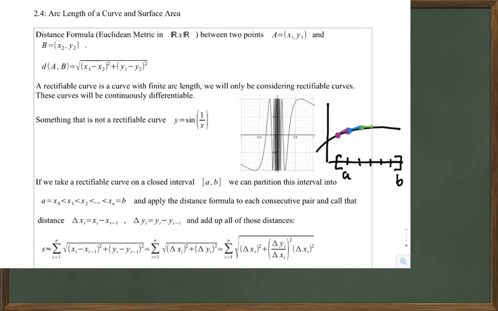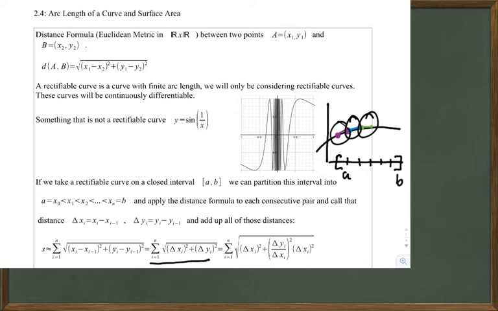Down below you have S, your arc length, which is approximately equal to the sum, i equals 1 to n, of the square root of (xi minus x(i-1)) squared plus (yi minus y(i-1)) squared. That's just adding up each one of these line segments: this one, this one, this one, etc. Then in the next summation, we replace the xi minus x(i-1) with delta xi and delta yi.